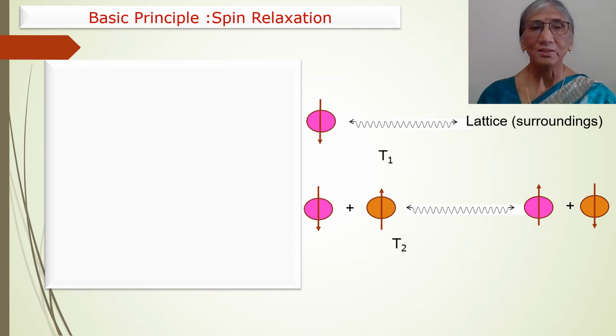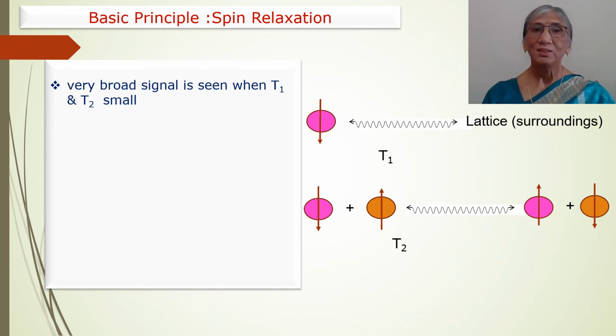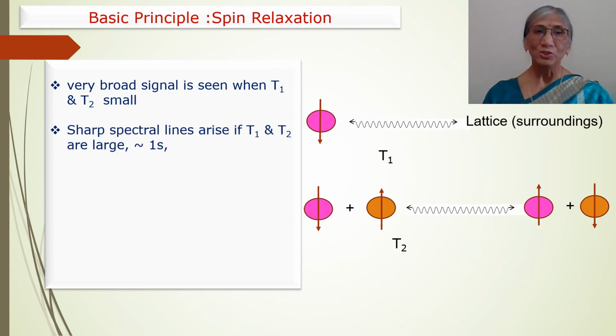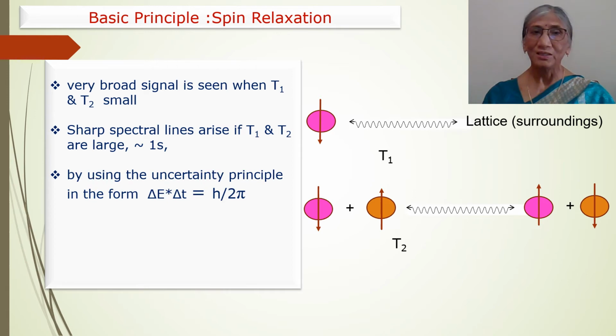In the NMR spectrum, sometimes we see very broad signals and sometimes very sharp signals. The sharpness and the broadness of the signal depend upon the relaxation times, that is T1 and T2. If T1 and T2 are large, then we get sharp spectral lines, and if T1 and T2 are small, then we get broad signals.